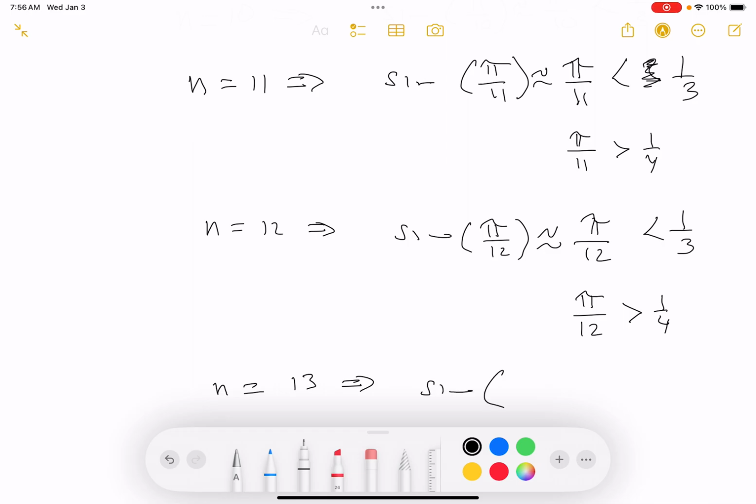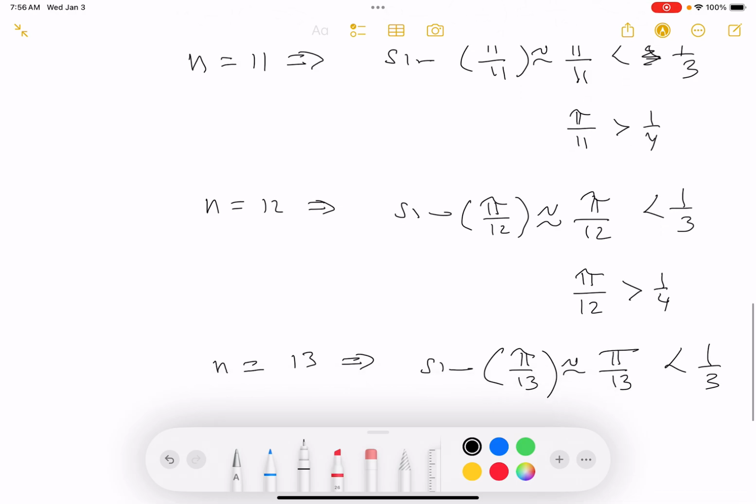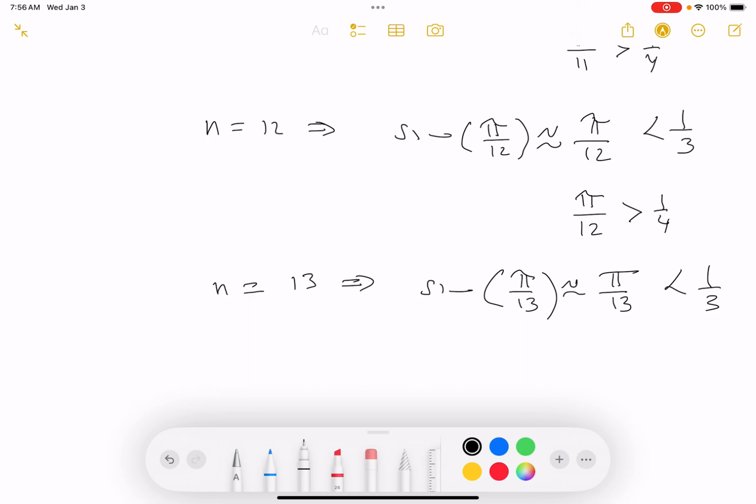And what do you get there? Sine pi over 13. And again, this is roughly pi over 13. Again, I know it's less than 1/3. That's a given. But I'm wondering, is pi over 13 greater than 1/4? Well, looking at that, 4 times pi, pi is a little bit bigger than 3, so it's going to be bigger than 12, and 12 is not bigger than 13, so this is a failure. And by the way, from here on out, they're all going to be failures.